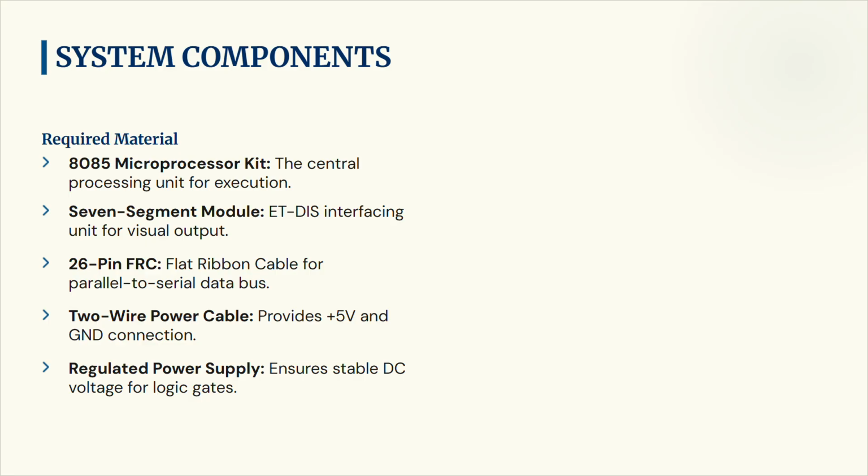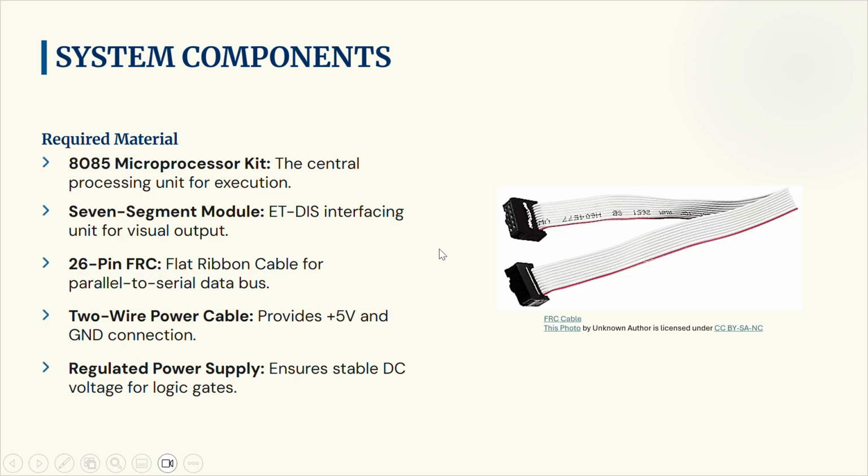Now for someone who would be trying this for the first time, these words might look frightening, but these are not that complicated. For example, a regulated power supply can be just the power supply at your house. The power supply at your house, which you get through those sockets, is regulated, because had it not been stable, then many of your electronic devices might have been damaged by this time. And this 26-pin FRC, a flat ribbon cable, is just this.